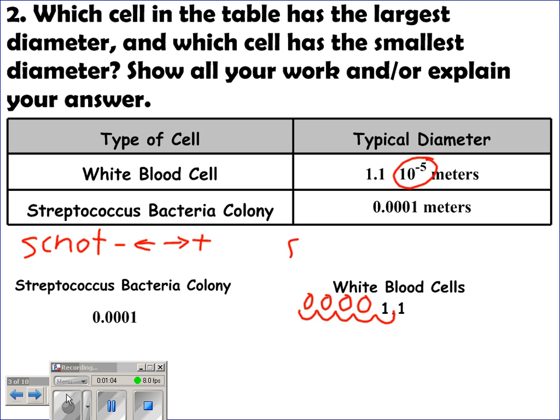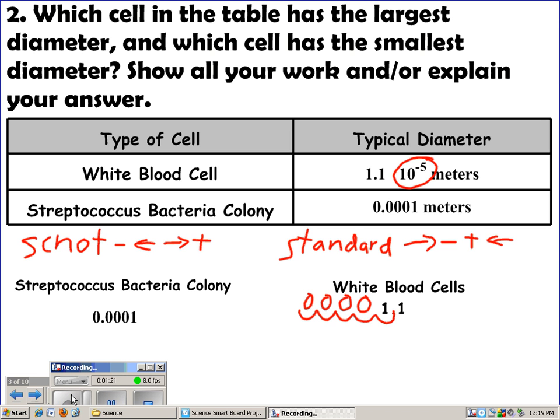When you change from standard to scientific notation, moving the decimal to the right will cause the power of 10 to be negative, and moving the decimal to the left will cause the power of 10 to be positive.